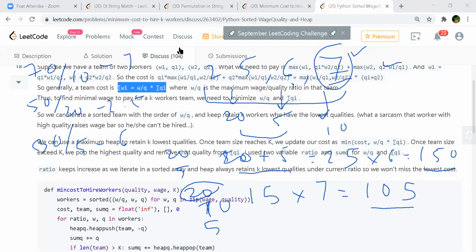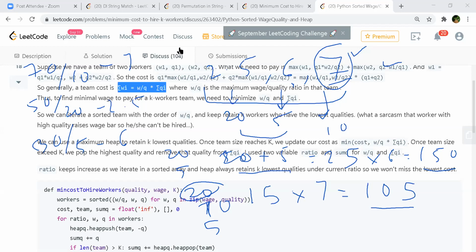So I don't know how the heap is used here. The heap is being used to select that W by Q candidate, because when you sort this array, our cost is W by Q into total quality. We are sorting in ascending order, so we keep the lower ratios first, because W by Q less means Q is more, right? So we are playing with these two things, W by Q and the total quality.